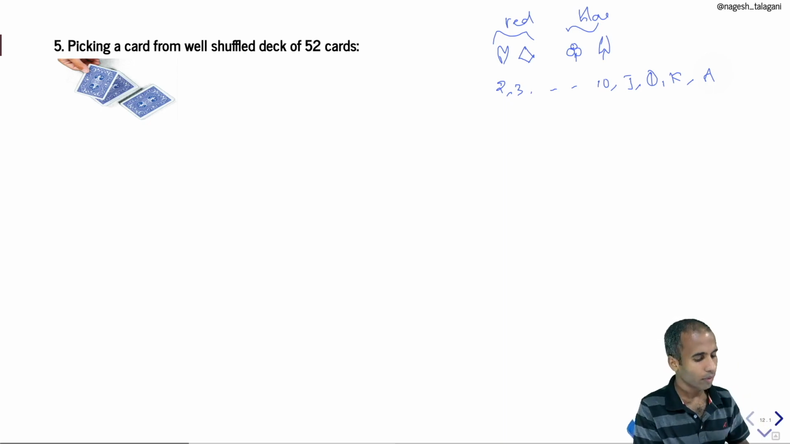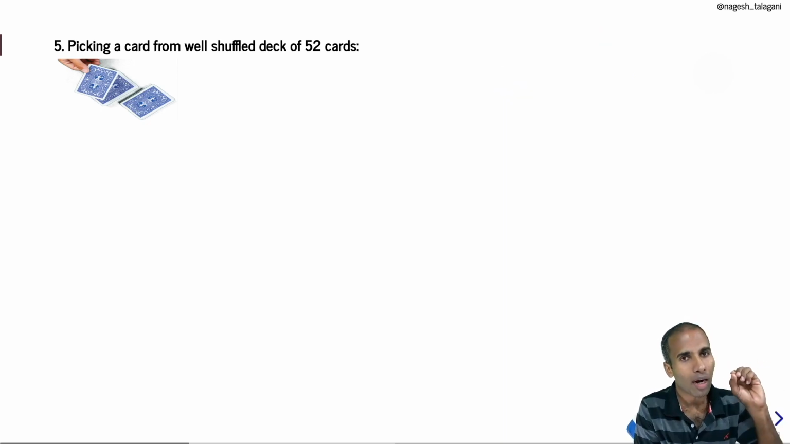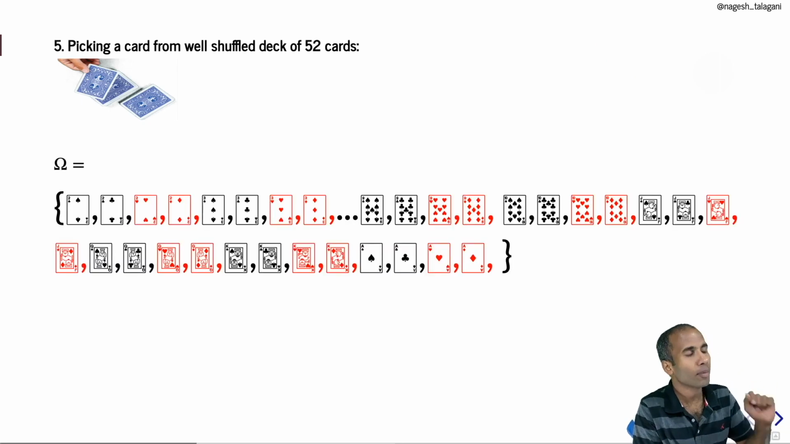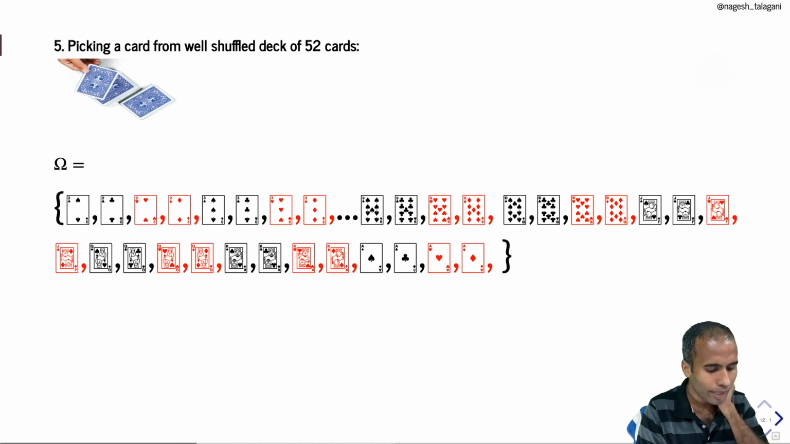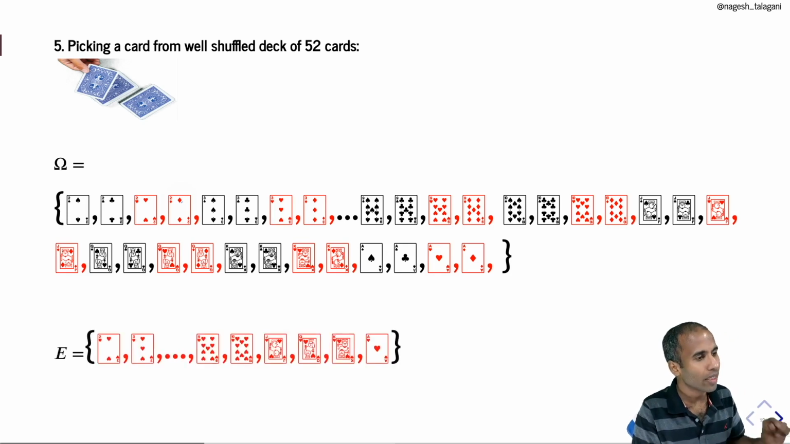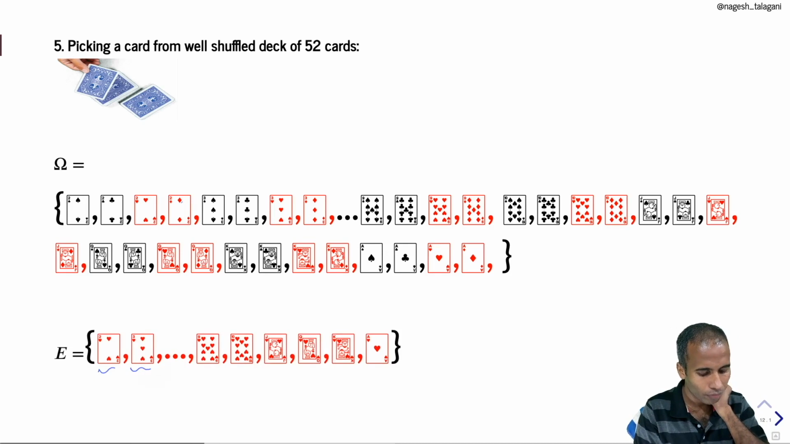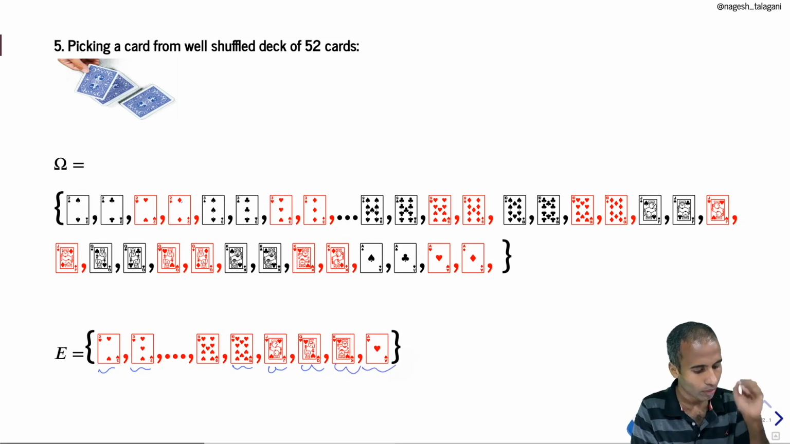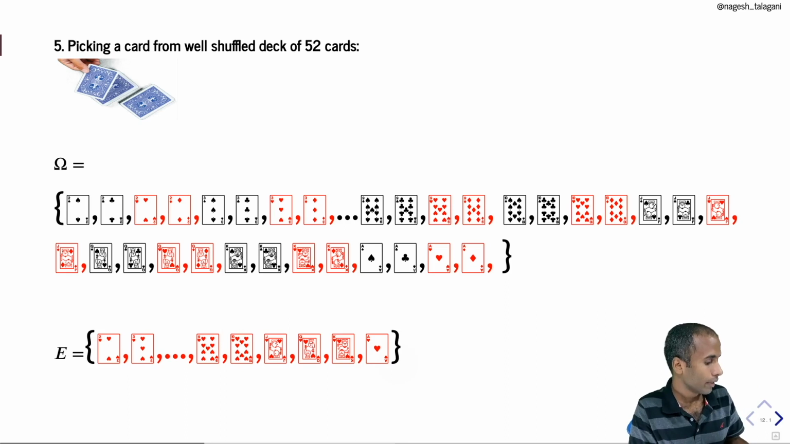So when you pick a card, the outcome could be any card. There are 52 possible cards like this. You may get a 2 of spades, 2 of clubs, 2 of hearts, 2 of diamonds, anything. And one typical event of interest could be getting a heart card. So maybe 2 of hearts, 3 of hearts, so on, 10 of hearts, J of hearts, Q of hearts, K of hearts, A of hearts.